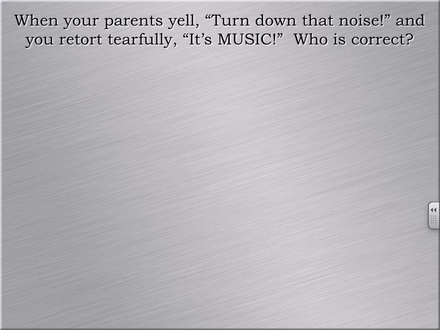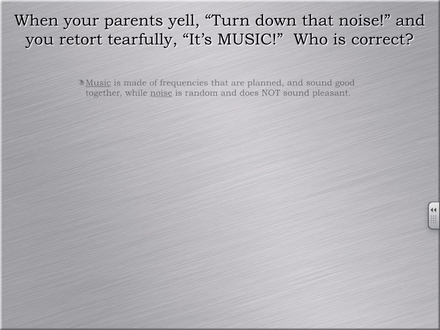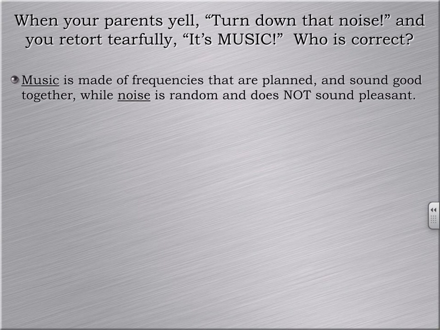All right. When your parents yell, turn down that noise, and you say, but it's music, man. Who's right? You can't know until you know the definition for music and noise. So music is made of frequencies that are planned and sound good together, while noise is random and does not sound pleasant.